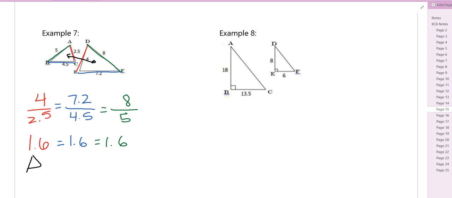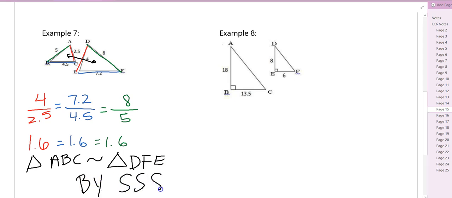So now, since all sides are proportional, I can say triangle ABC is similar to triangle DFE by side-side-side. All right, example number 8.